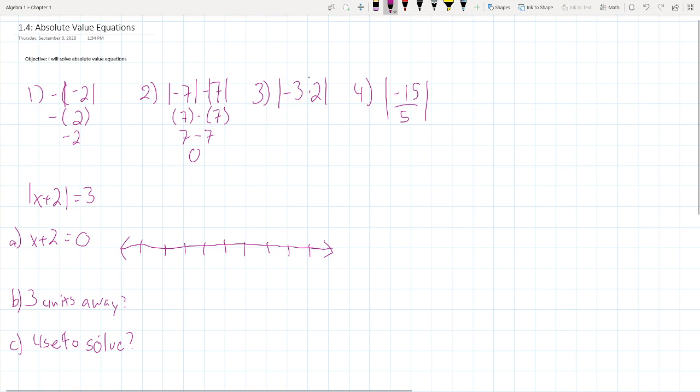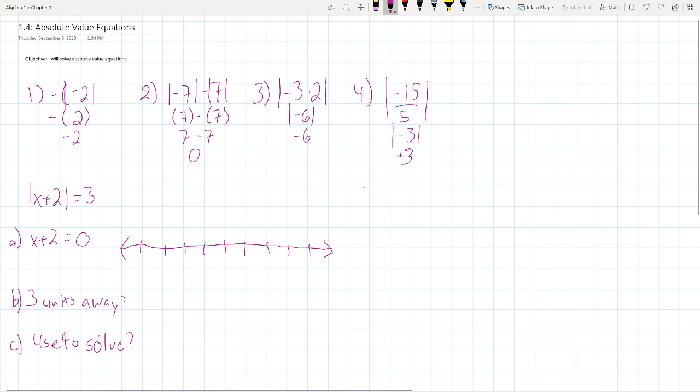Number 3, we do everything inside of the absolute value sign before we actually take the absolute value. In this case, we go negative 3 times 2, so we get the absolute value of negative 6. This turns into negative 6. Number 4, again, we do everything inside of the absolute value first. So we have negative 15 divided by 5. That turns into the absolute value of negative 3. That in turn turns into positive 3.